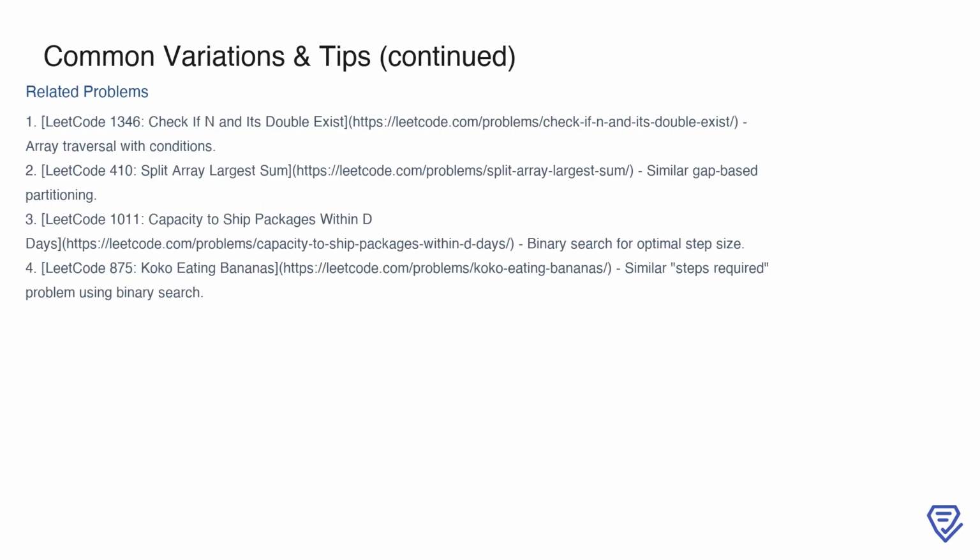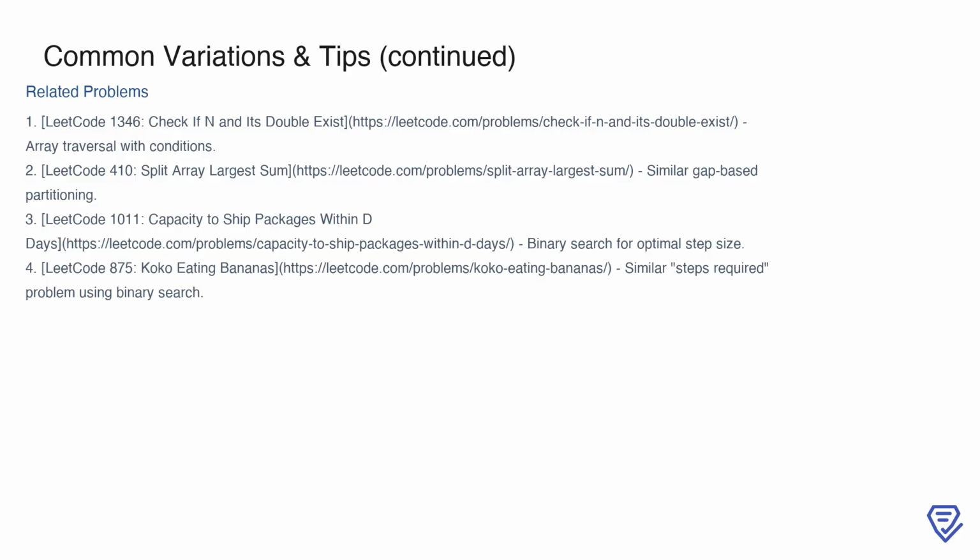This problem shares similarities with several other LeetCode challenges. For instance, LeetCode 1346, which involves checking if an element and its double exist, also requires careful array traversal based on specific conditions. Another related problem is LeetCode 410, which focuses on splitting an array into partitions based on gap-based criteria, making it conceptually similar. Similarly, LeetCode 1011 addresses the challenge of finding an optimal way to ship packages within a given number of days, involving binary search to optimize step sizes.